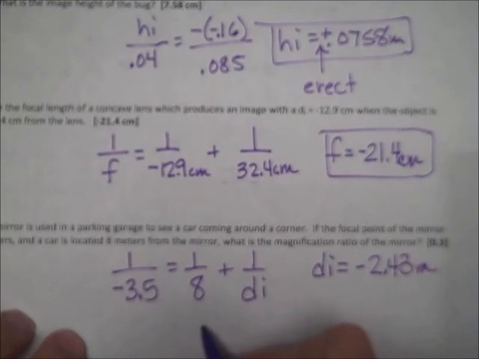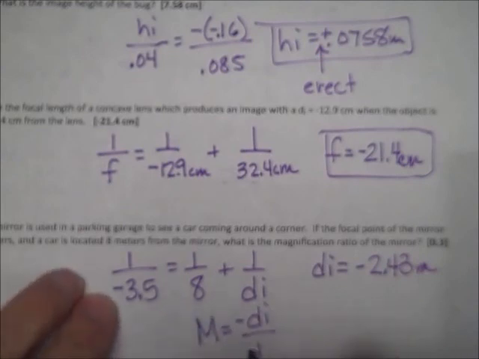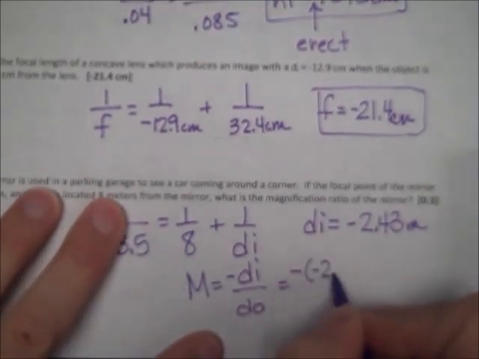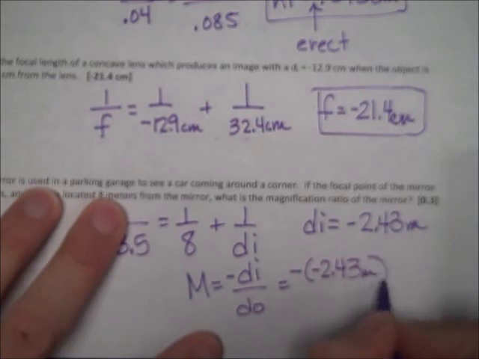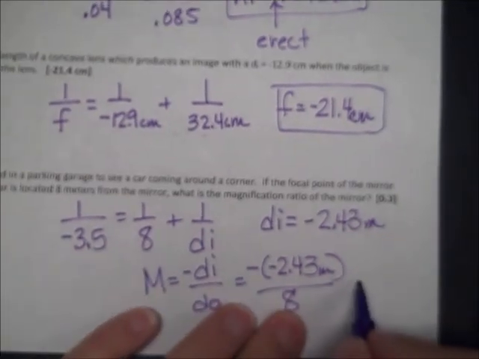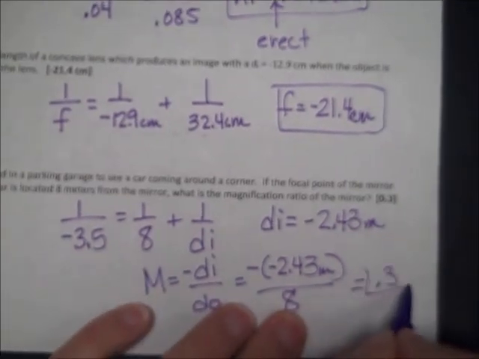And so the magnification ratio would be negative di over do, or negative 2.43 divided by 8. And I get 0.3 for the magnification.